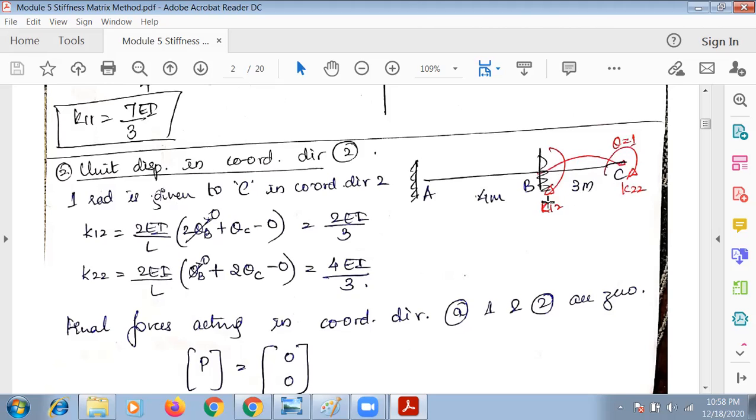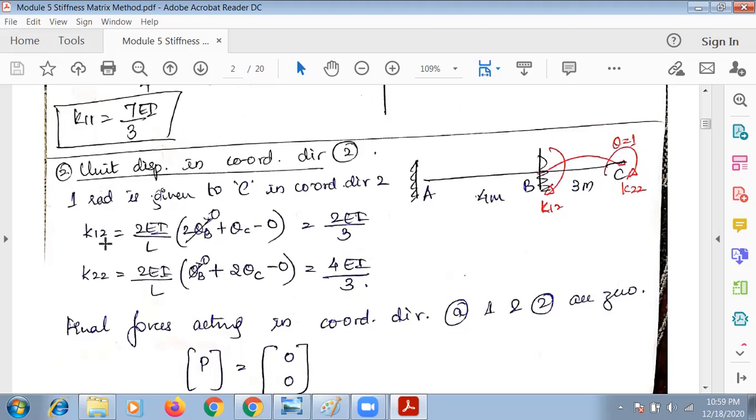That's why we're going to write the next suffix number, that is 2 and 2. Always remember the first place indicates the coordinate direction. So K1, K2 will be fixed. Next, because you're applying rotations at 2, this would have 2 and 2. Once you've formulated this, draw this diagram.